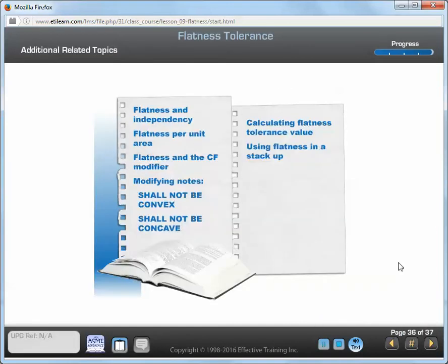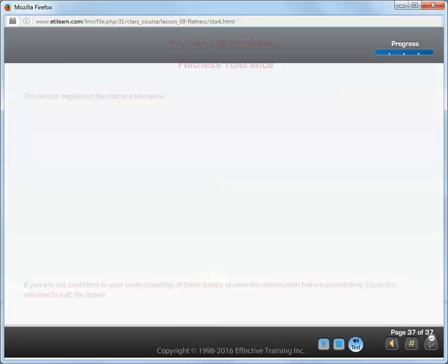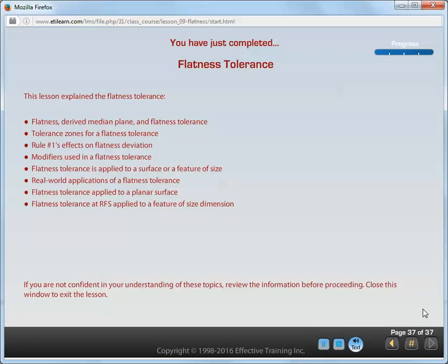These topics are recommended for further study to improve your understanding of the flatness tolerance. You've just completed the lesson on the flatness tolerance. If you're not confident in your understanding of these topics, review the information before proceeding. Close this window to exit the lesson.